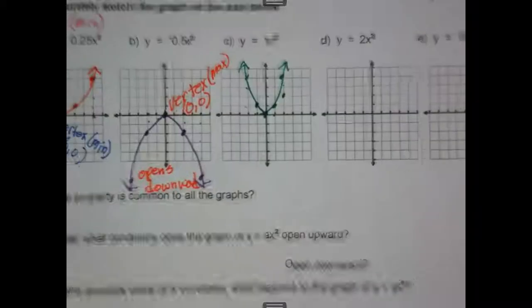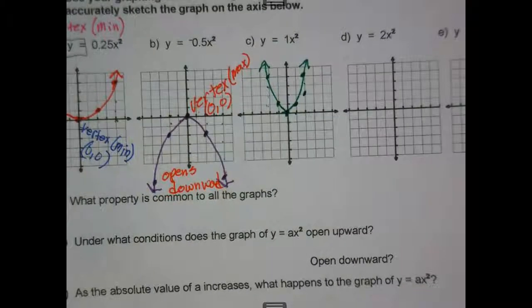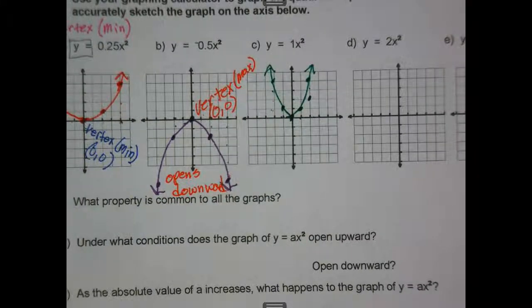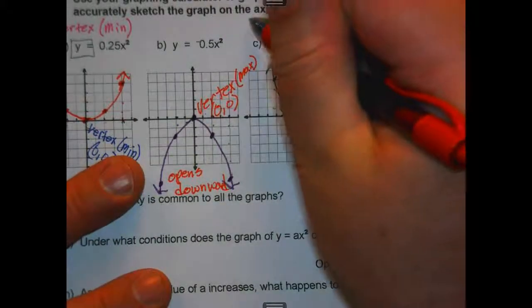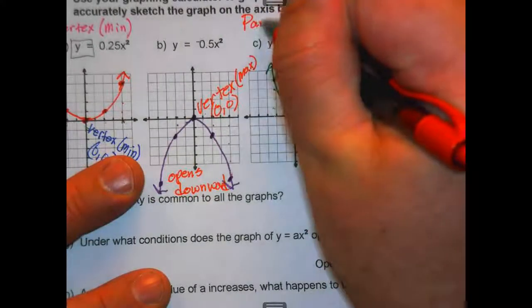Okay, a couple of things about this parabola. This one's actually kind of important. First of all, this is called my parent function or parent graph. Okay.